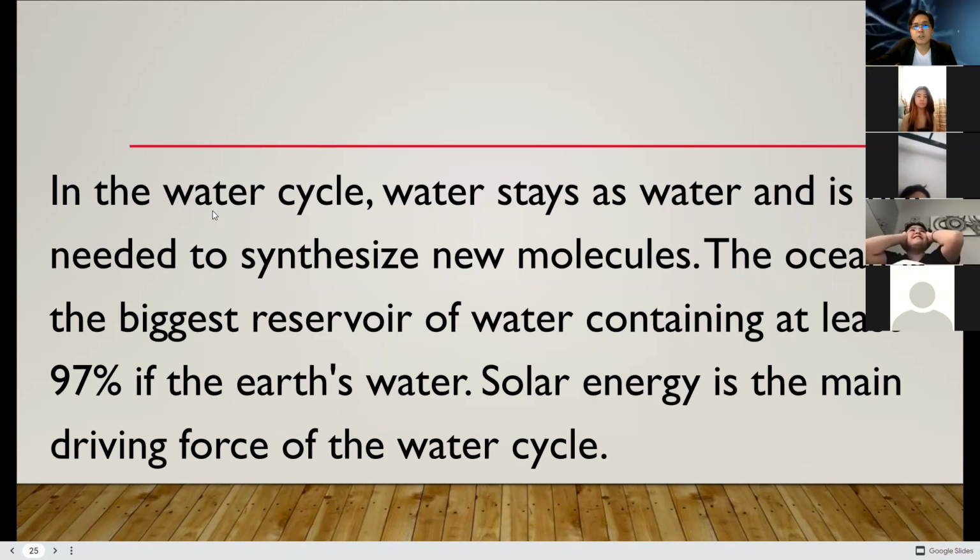In the water cycle, water stays as water and is not needed to synthesize new molecules. The ocean is the biggest reservoir of water, containing at least 97% of the Earth's water. Solar energy is the main driving force of the water cycle, because evaporation is based on the heat, on the solar energy, right?